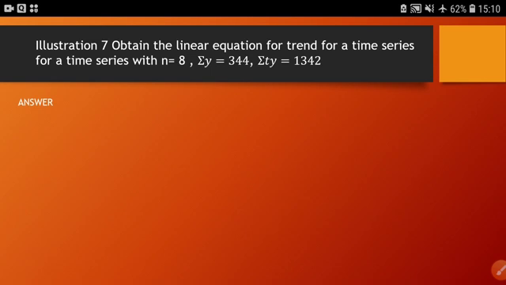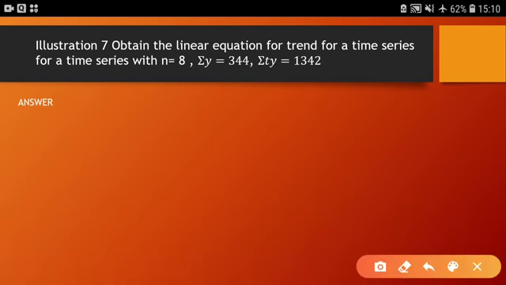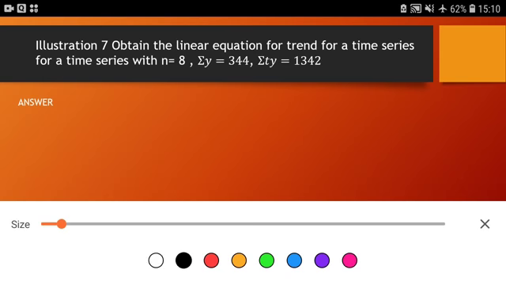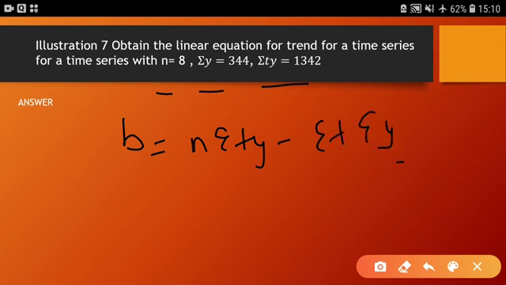So how will you solve this sum? The given information is only this much. That means only n is given, only sigma y is given, and only sigma ty is given. Let's try this sum. If you write this formula, b is equal to n sigma ty minus sigma t sigma y upon n sigma t square minus sigma t whole square.